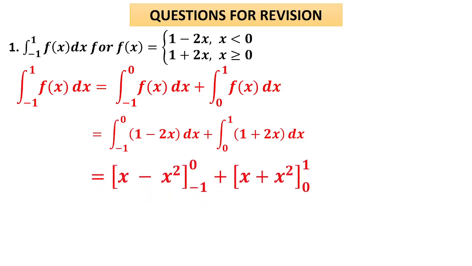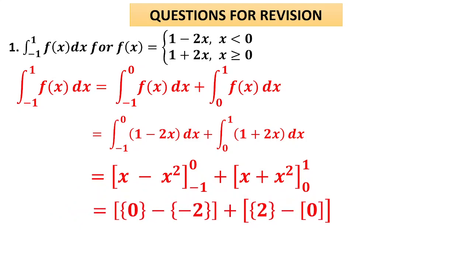The integration of 1 is x, the integration of 2x is x square by 2 into 2, therefore it is x square. In the second integral, the integration of 1 is x and the integration of 2x is x square by 2 into 2, the 2 getting cancelled. Now when I put upper limit minus lower limit, the upper limit is 0 and the lower limit is minus 1, therefore minus 1, therefore minus 2. For the second term, the upper limit is 1 plus 1, the lower limit is 0. Therefore, the final answer is 4.